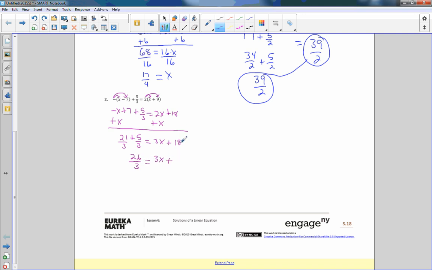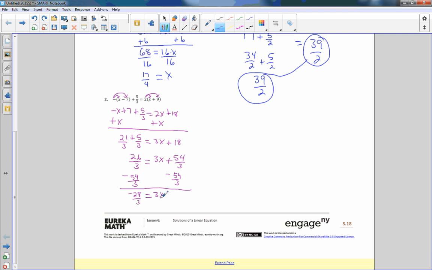Now I want to make 18 in thirds, so I'm going to multiply it by 3. 8 times 3 is 24. Carry the 2, 54 thirds. 18 is 54 thirds. I'm going to subtract 54 over 3 from both sides. And when I do that, these cancel, and I get 3x. Equal sign comes straight down, and 26 minus 54 is negative 28, over 3.